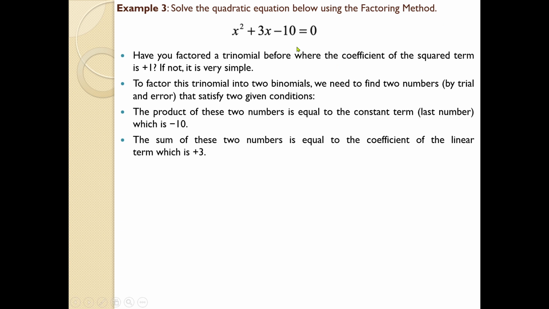That is also very easy. Here the second value is plus 3. So which one has to be positive in order to get plus 3? It should be the bigger value. That is, the 5 will be positive and 2 will be negative. Then you will definitely get this 3 and minus 10.